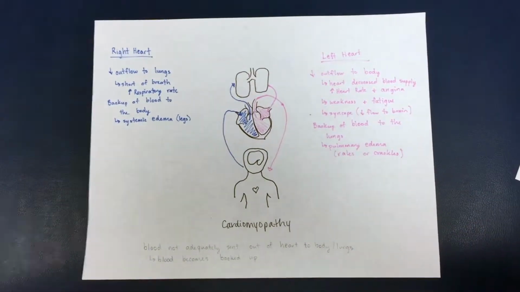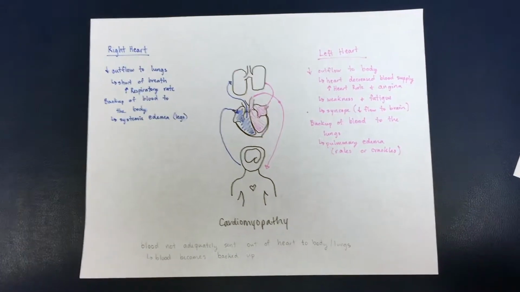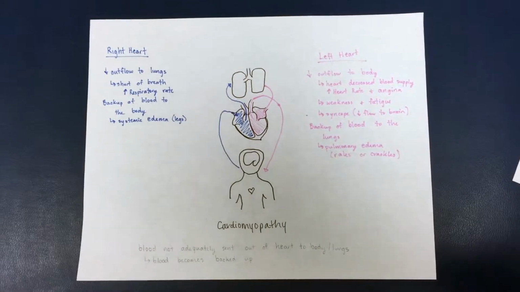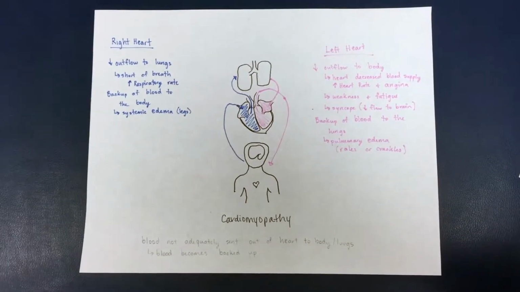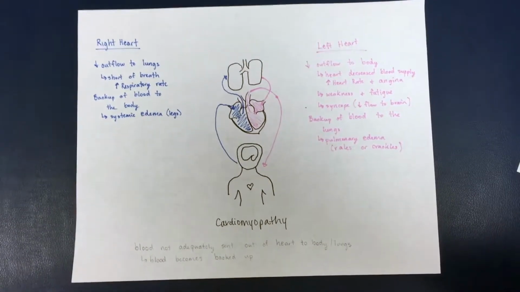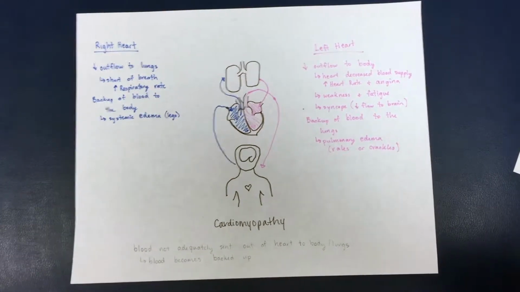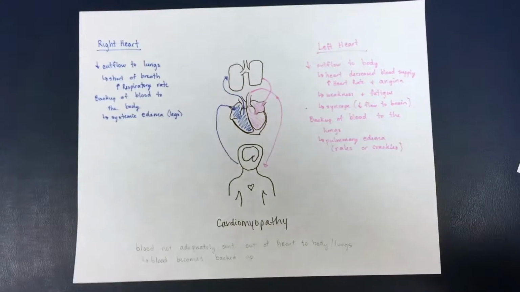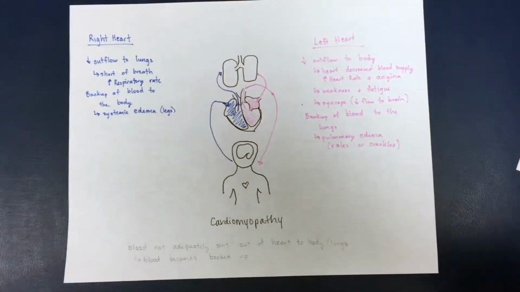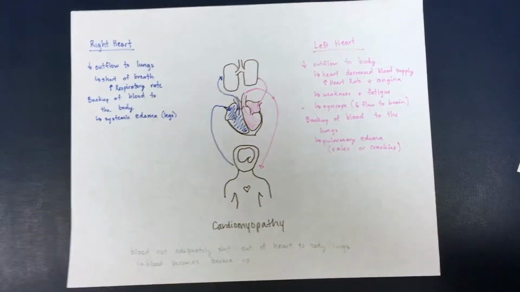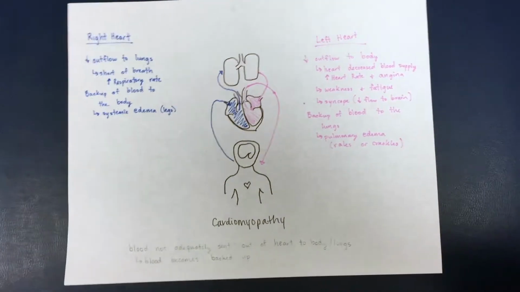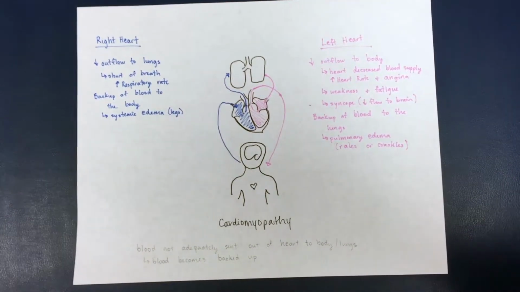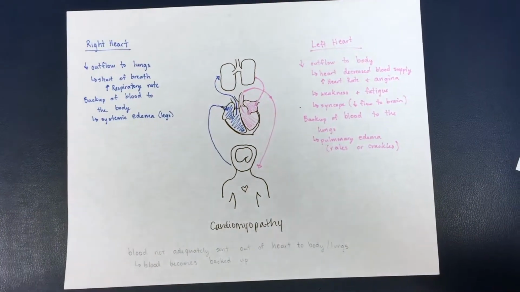With cardiomyopathy, generally blood is not adequately sent out of the heart to the body and lungs. This causes blood to become backed up in different locations. If there's a problem in the right heart, you have a decreased outflow of blood to the lungs, which can result in a shortness of breath and increased respiratory rate. With the decreased outflow, you then have a backup of blood to the body, which can cause systemic edema, which is swelling, especially in the legs. You're going to see that.